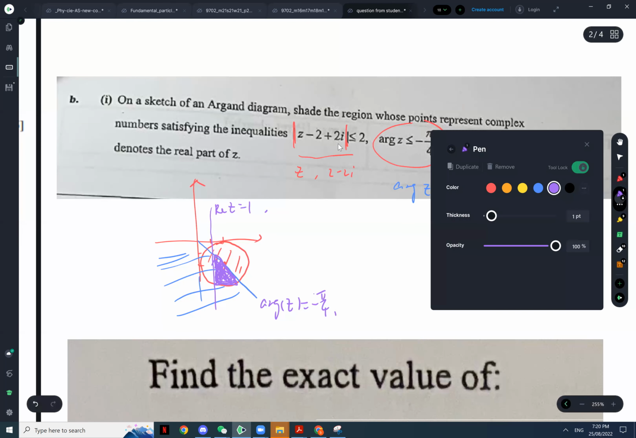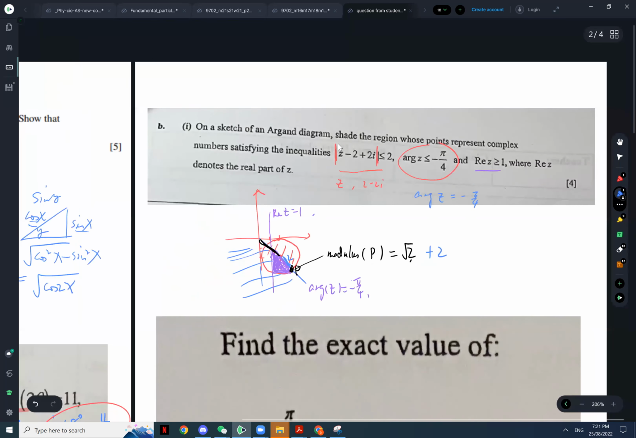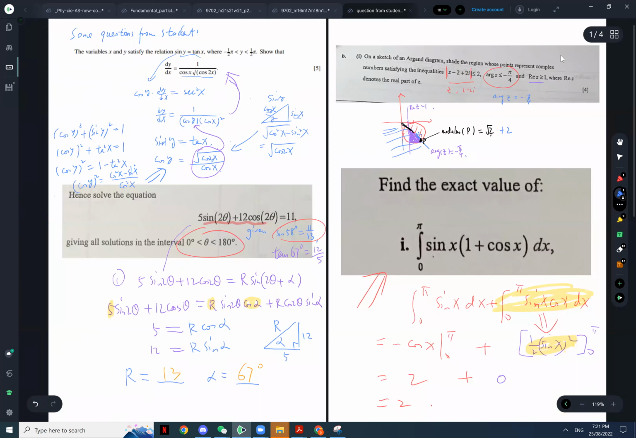If you really check this point, what's the magnitude, or what's the modulus? This is P. What's the modulus of P? You know here, root 2 and plus 2, because here is 2. Okay, it is some complex number, just a random thing.